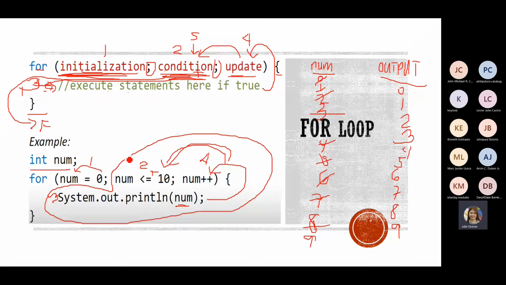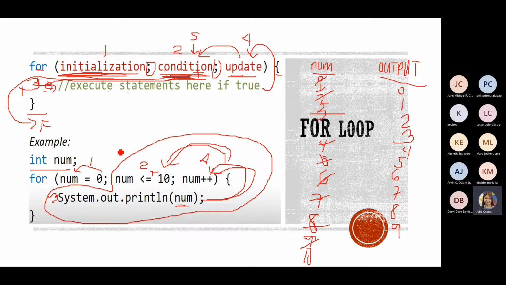Then, after printing, balik na naman tayo dito. This will be equal to 10. Crash out the 9. And then, 10 is lesser than or equal to 10. Still true. Then, print the num pa rin. And then, si 10 ngayon, magiging 11.